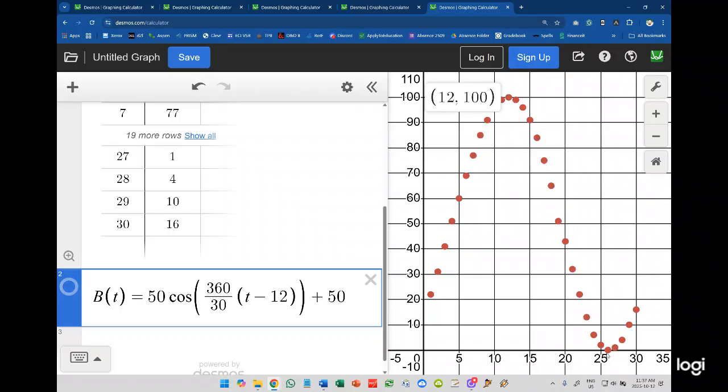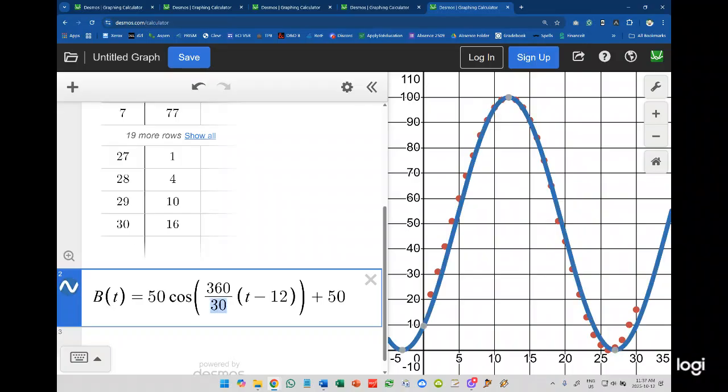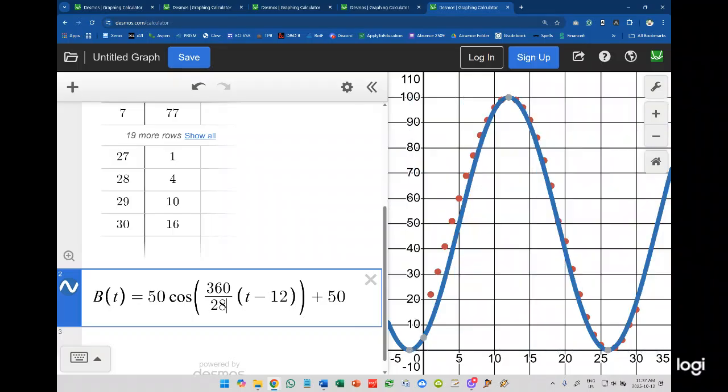My data maximum is at 12. My data minimum is at 26. So they're actually only 14 apart. So I think this should probably be closer to 28 if they're 14 apart. Again, that doesn't perfectly hit stuff. I could try and play with it a little bit more, but I don't think I'm going to get a much better model than this.